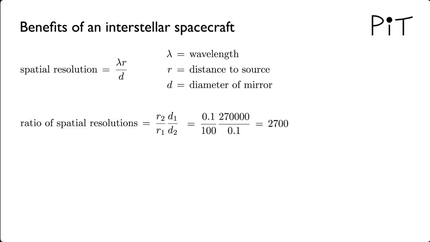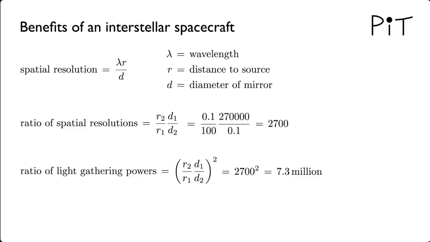The second benefit of proximity is light gathering power. The light gathered by a telescope depends on the area of its collector, and so it scales as d squared. The observed intensity, the power per unit area, of a source at a distance r varies as 1 over r squared. Hence the ratio of the light gathering power of our two telescopes varies as the square of the previous quantity. Thus the 10-centimeter telescope on the spacecraft observing at 0.1 AU gathers 2,700 squared, that is 7.3 million times as much light as the 100-meter telescope observing at 4.25 light years from the Earth.